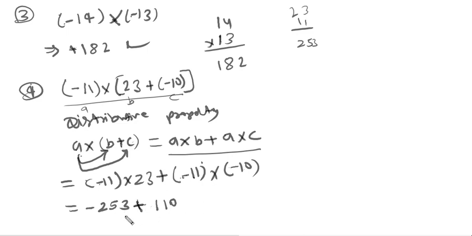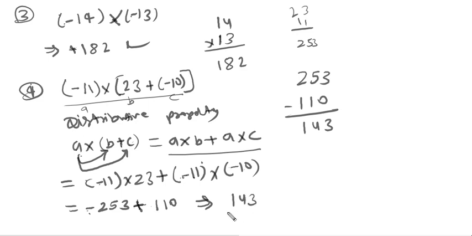Now you can solve it this way. This is minus plus, and minus plus will be minus. When you subtract 110 from 253, it will come 143. Which sign will come here? There is a minus and a plus, so which one is the greater digit? 253 is the greater digit, so the sign of the greater digit, minus, will come. Minus 143 will be your answer.